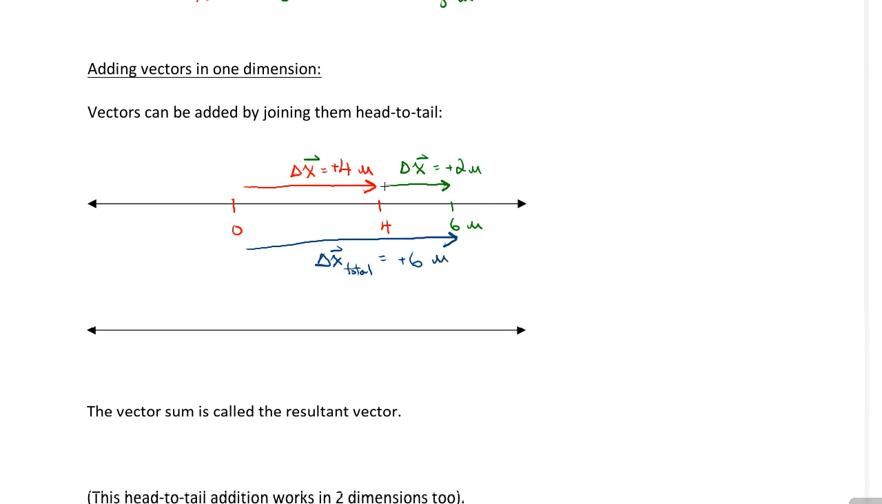What I've done is I've just lined them up so that they are head to tail, and then I start from the back tail, and I go to the front of this arrow, and I add the two together. And that works if you're changing directions as well. So let's say I start from the 0 here, and I go rightwards to the 5 meter mark.